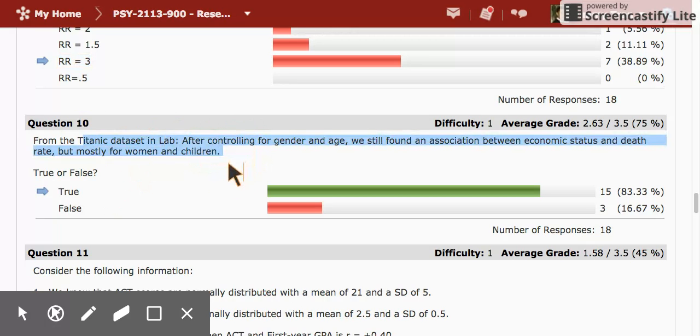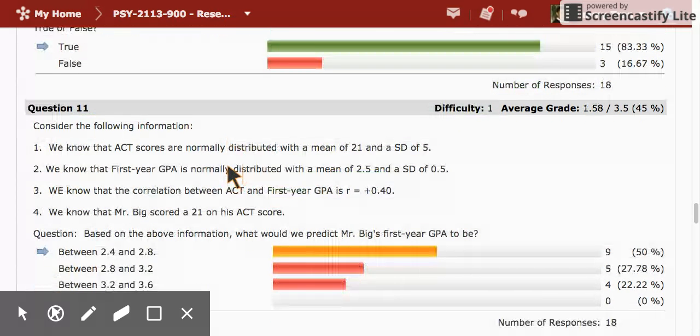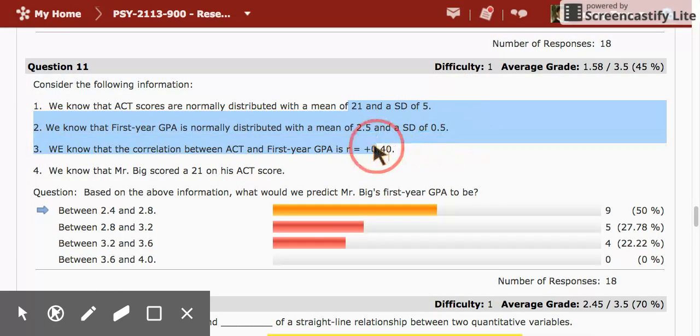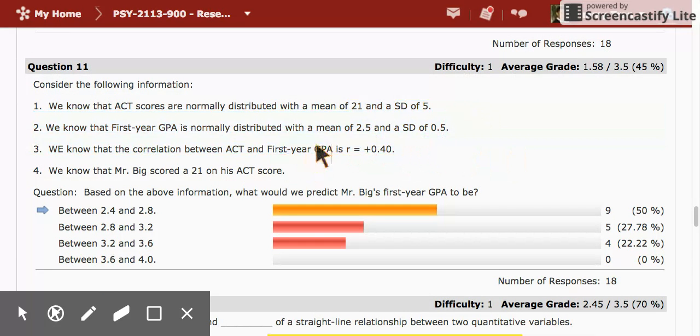I have no idea what this question's about. So this one's kind of tricky, and you have to know how to calculate a regression line. Basically, you need all these values. That's why they're giving it to you. And once you create that equation, you have to plug in 21. So how do you do that?